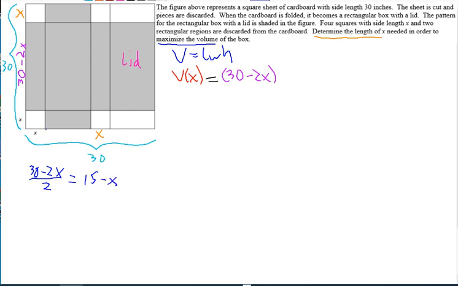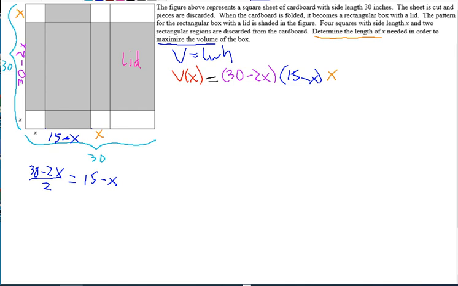So that means from here to here, 15 minus x. And you can see that becomes the width of the box. It would be the same from here to here too, 15 minus x. And then the height, when you fold it up, you can see is based on the size of the squares. That's just x. So here we don't need a second equation because it's already in terms of a single variable, x.